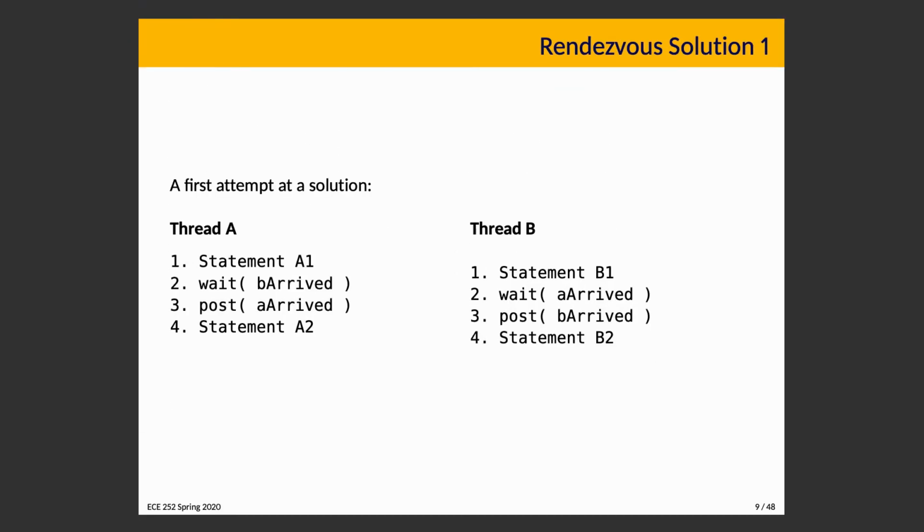and neither of them can get to the actual post statement because they are both blocked. And you can see that scenario if thread A runs first, does statement A1, waits for B to arrive, is blocked. Thread B does statement B1, waits for A arrived, is blocked. They're both blocked. Nobody can get any farther, and they are permanently stuck.